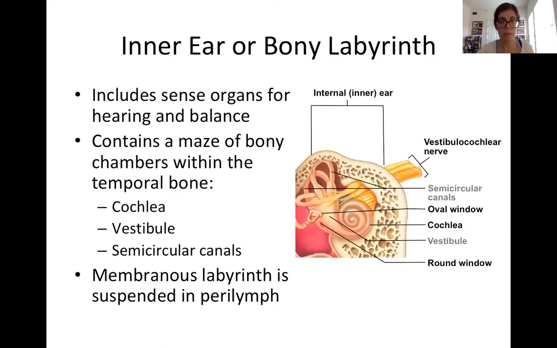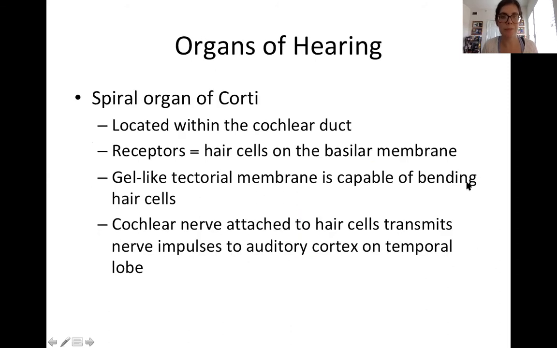So now we're in where all the action happens, our inner ear. And again, this has organs for balance and hearing. And we have a maze of bony chambers in our temporal bone, and we'll talk about the cochlea, the vestibule, and the semicircular canals. The cochlea looks like a little shell here. The semicircular canals look like little horseshoes. And the vestibule is just this region here in the middle. And we've got here a membranous labyrinth suspended in perilymph. So just think about it as a fluid-filled bone.